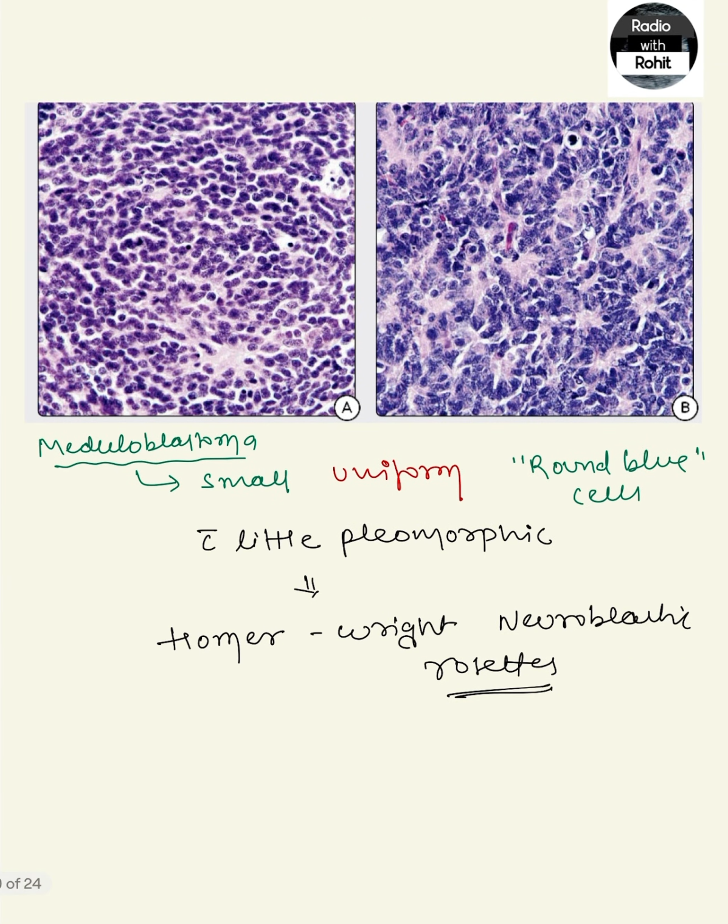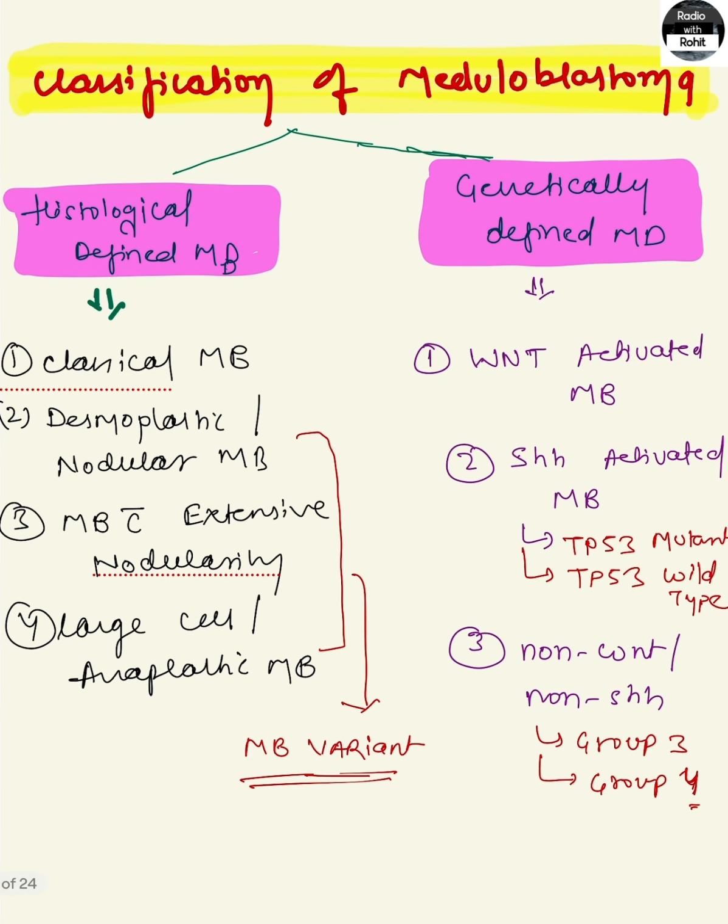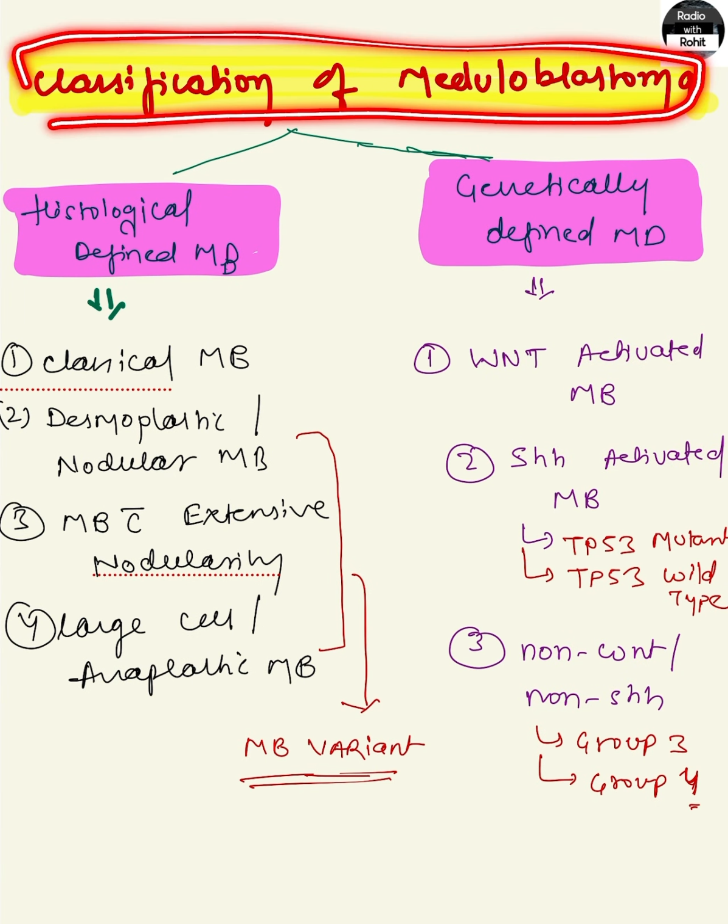Here we can see that medulloblastomas are small uniform round blue cells, with little pleomorphism. This pleomorphism is a Homer Wright neuroblastic rosette. So the classification of medulloblastoma is very easy.